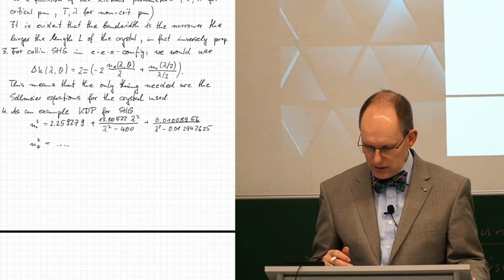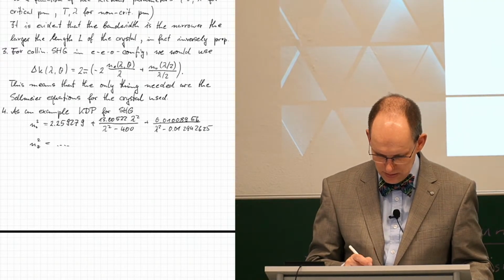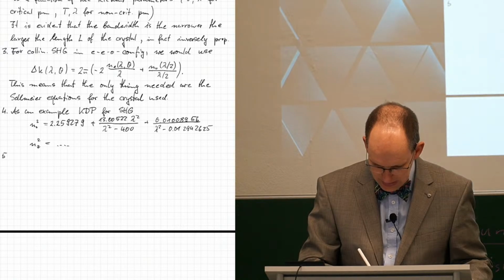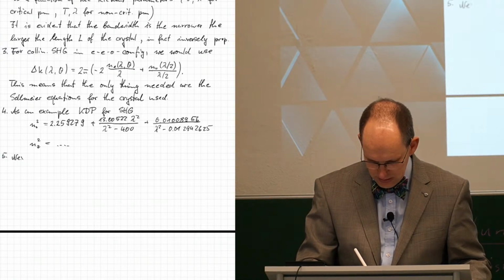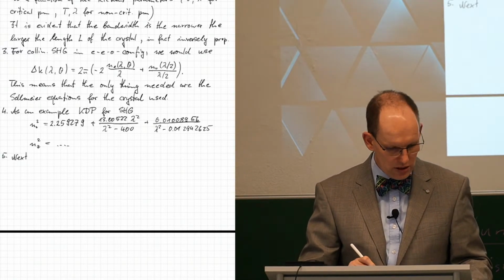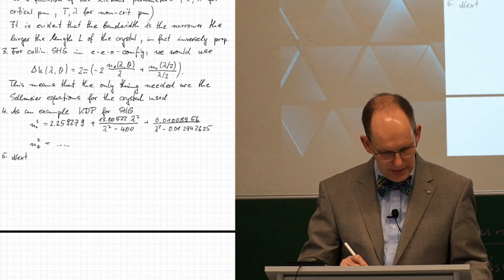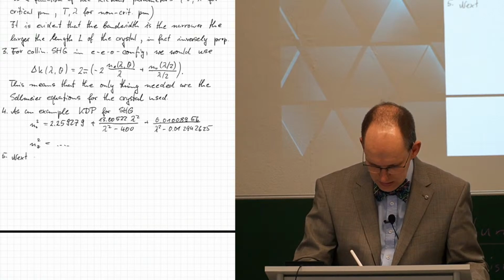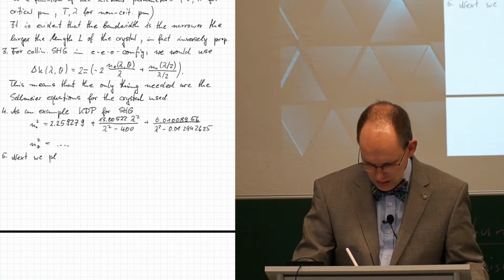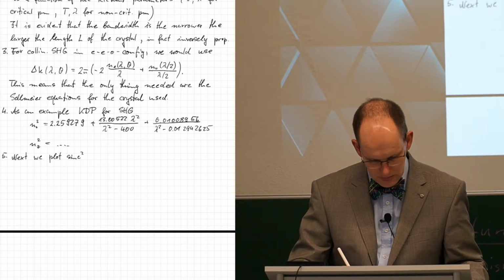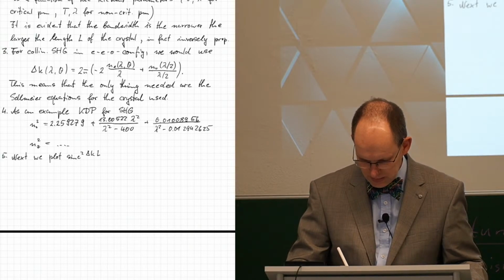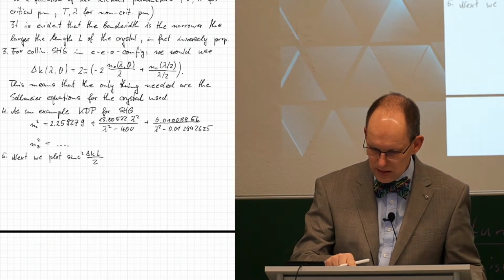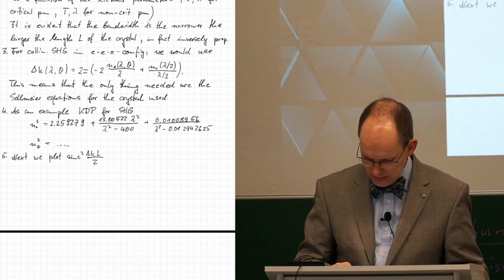So next we plot this. So next we plot the sinc function as a function of delta k times L divided by 2. So next we plot sinc squared of delta k times L divided by 2. And it looks like the following.